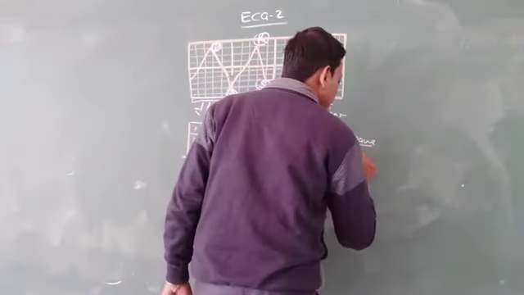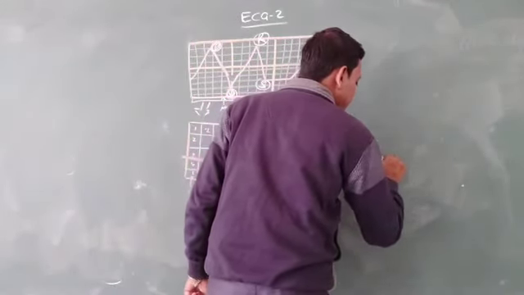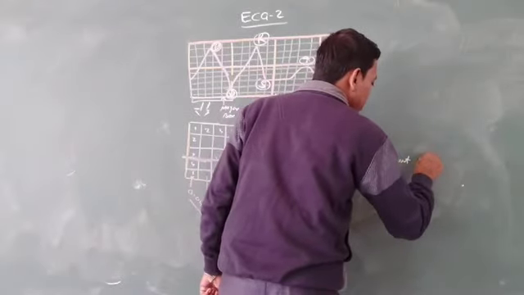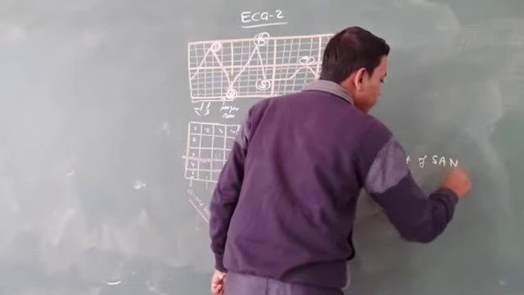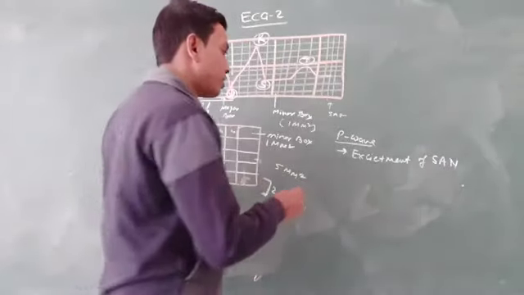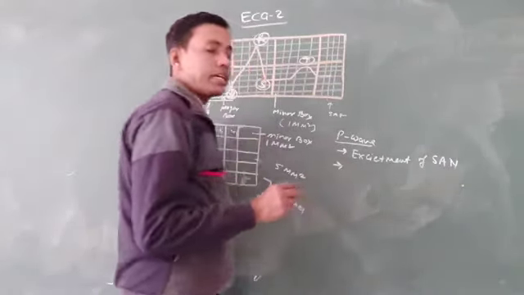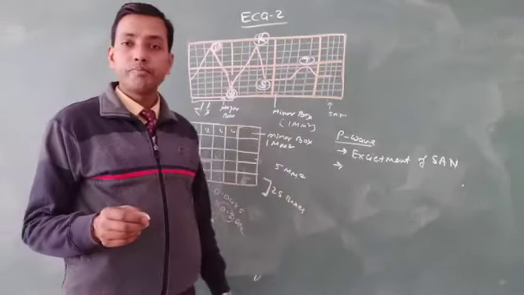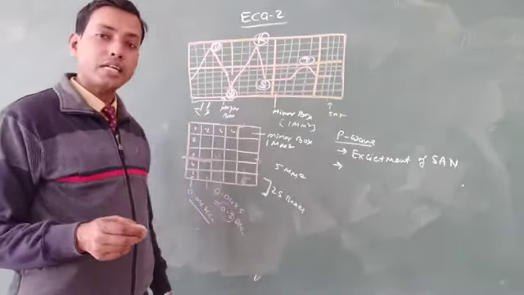This represents the excitement of the SA node. And after getting the excitement of the SA node, this is responsible for atrial systole.